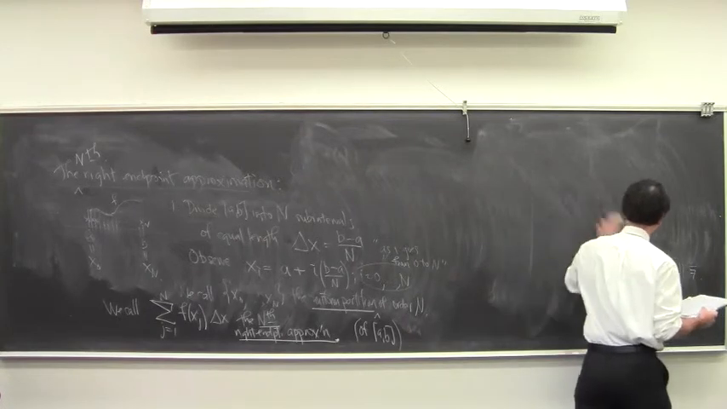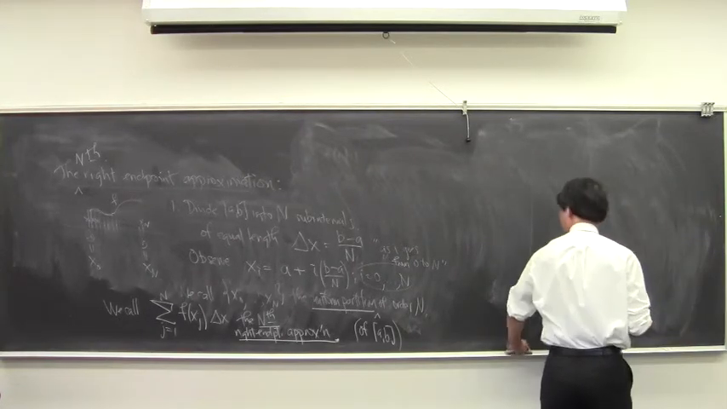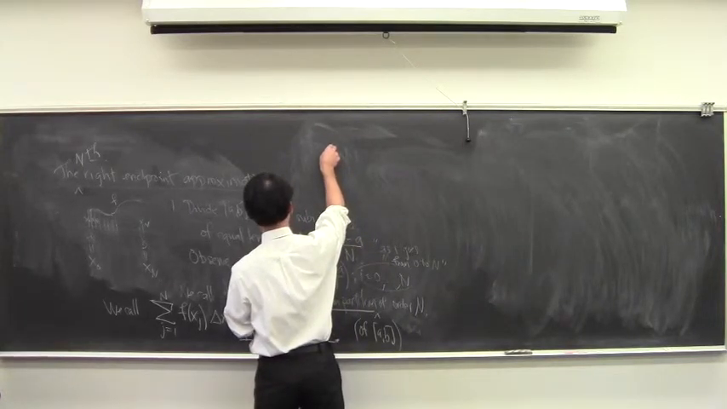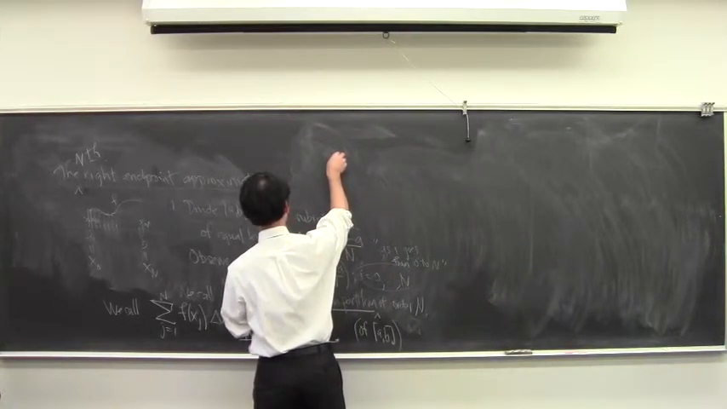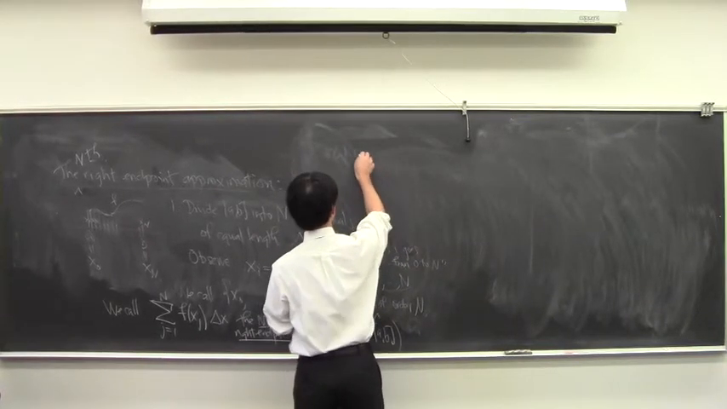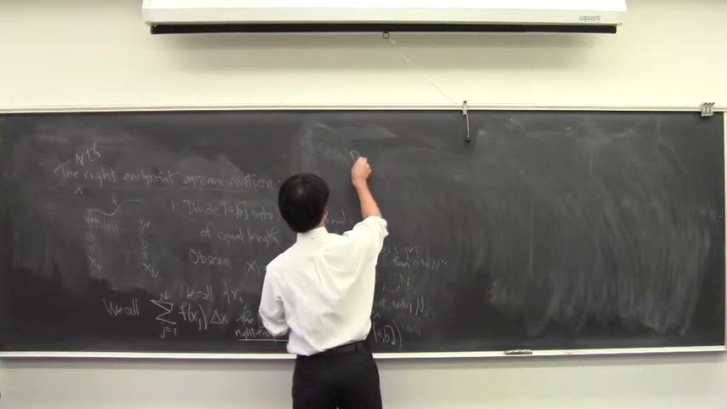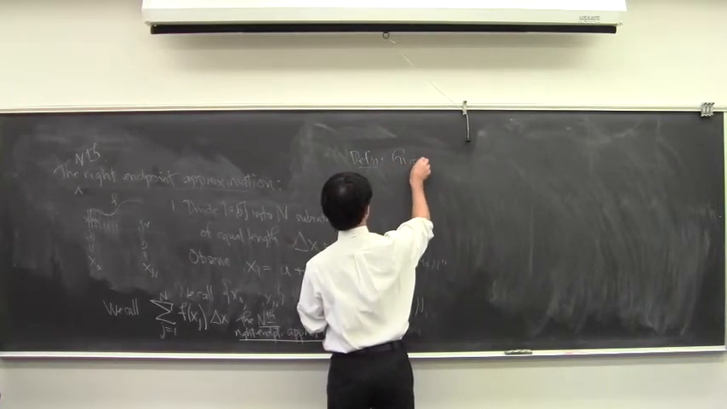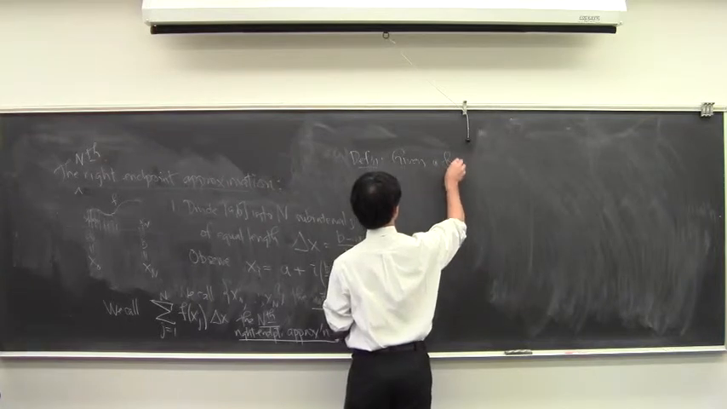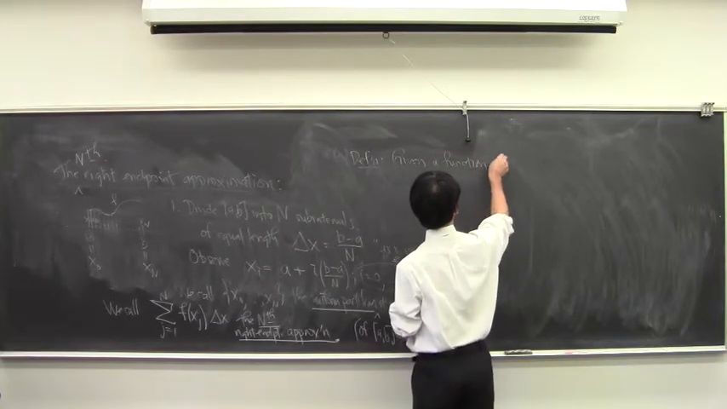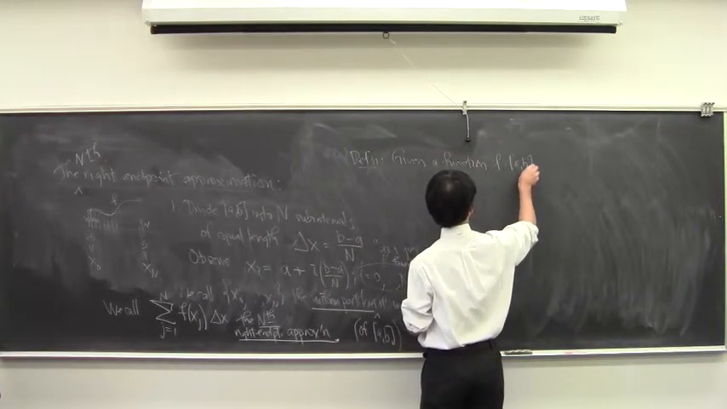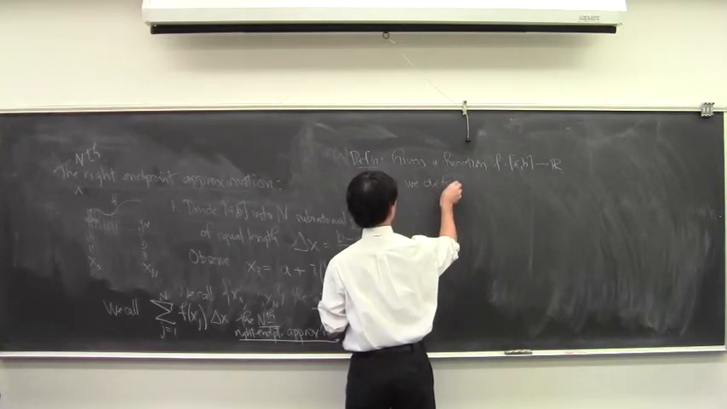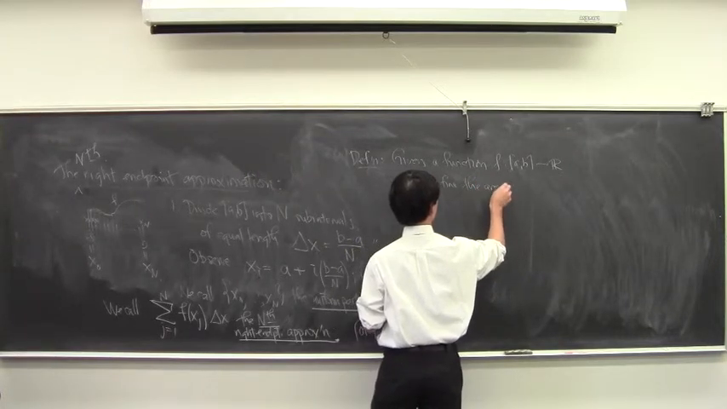So now we're going to define area. Once we have this thing, we can define area. So, definition: given a function f on [a, b], we define the area under the curve.